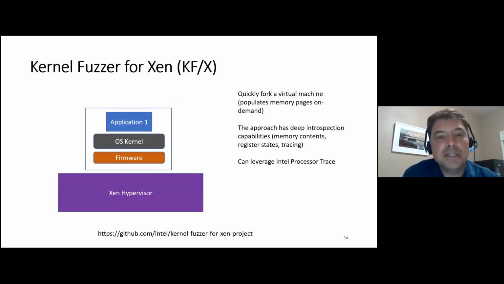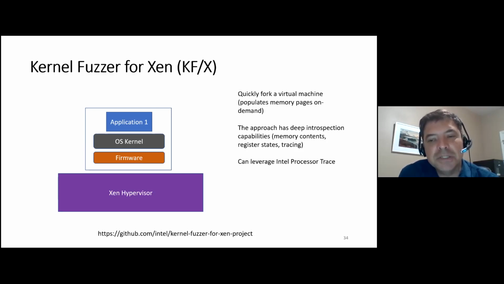There's another one I'm really excited about called Kernel Fuzzer for Xen. It's also being developed at Intel. This uses the Xen hypervisor as well as a very rich introspection API that can take a look at all the memory contents and register states. It can trace the execution. It gives you very powerful debug and triage capabilities to figure out what went wrong if the fuzzer found an issue.